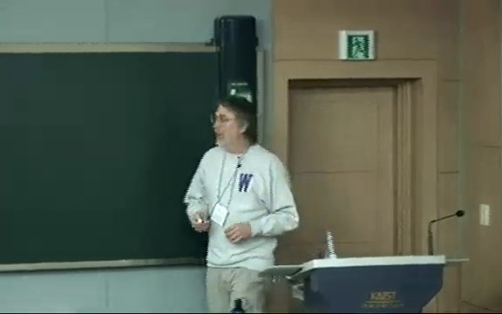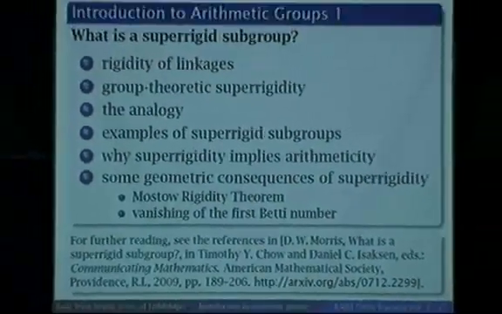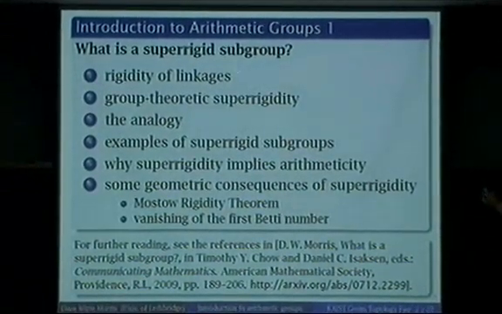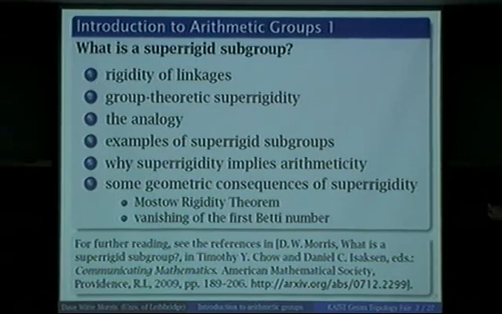Okay, so there are several topics I'd like to talk about today, but I think this is too much for an hour and a half, so we're not going to cover all these things. The main thing we'll talk about is group theoretic superrigidity. I just want to explain what superrigidity is. It's a major topic in the theory of arithmetic groups. I'm not going to get technical, I just want to give an overview, an idea of what superrigidity is, and give some examples of superrigid subgroups.